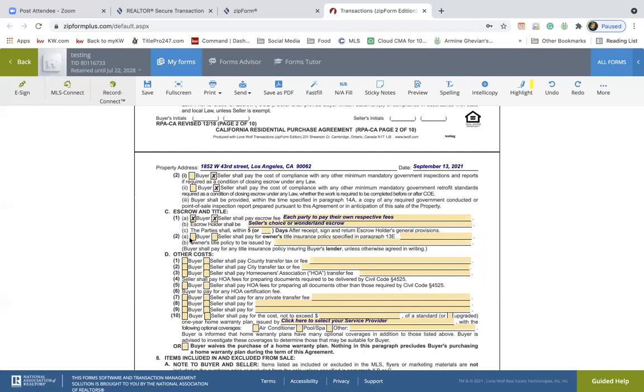What am I going to write in C2? It says buyer and seller shall pay for owner's title insurance. What shall I do in here? Which one do I check mark? Seller. Okay. What do I write in here?